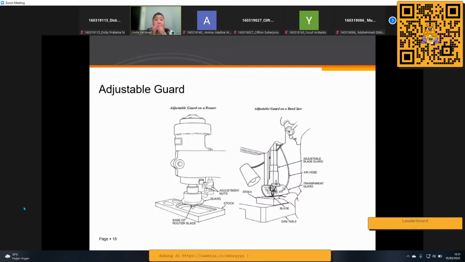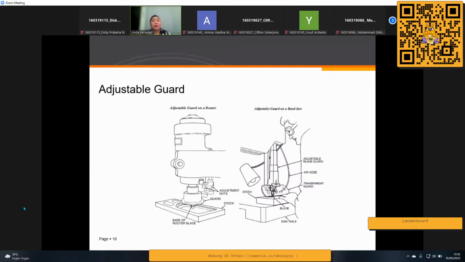The second one is the adjustable guard. It means the guard can be moved easily. Maybe it depends on the size of the material that you want to process. For example, if the material is 5 millimeters or the material that you want to process is about 2 centimeters, when it has a different size, the guard can be adjusted, can be moved, can be plug and play, something like that. Okay, and usually it's not too hard to open the guard.